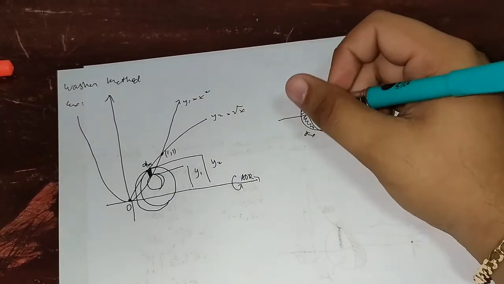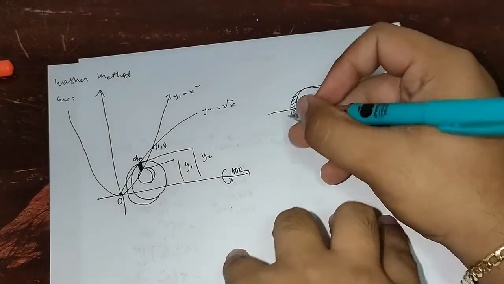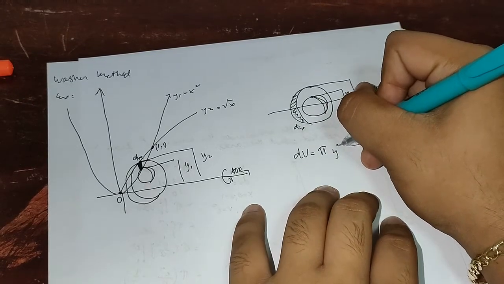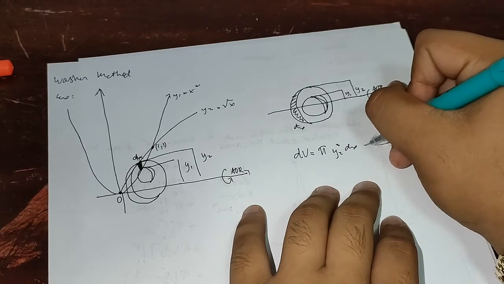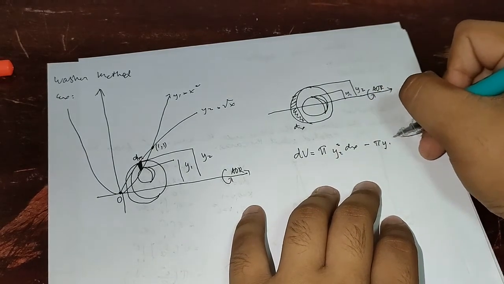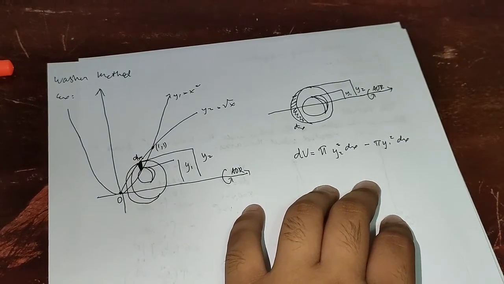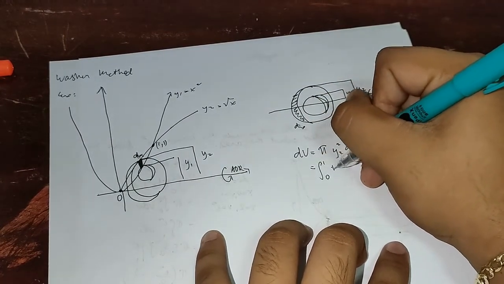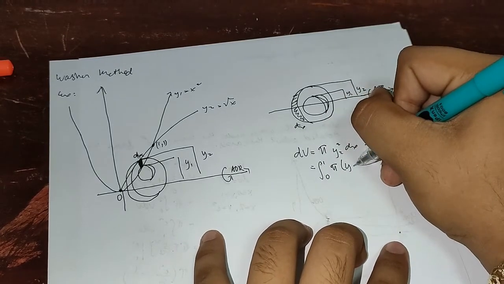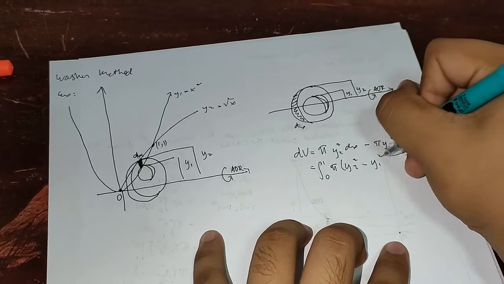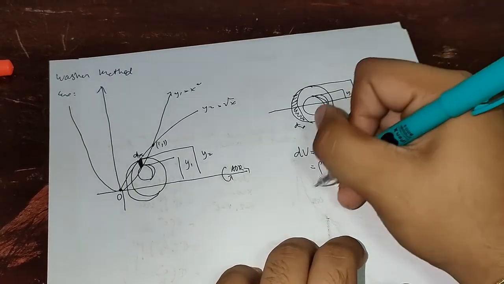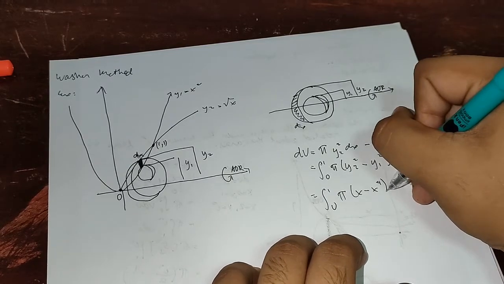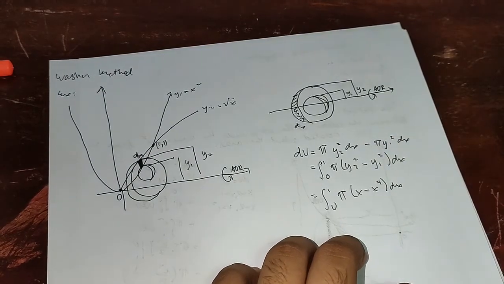And to solve for this example, we have dV equals pi y dx minus pi y dx, which equals, with upper limit 1 and lower limit 0, pi times y sub 2 raised to 2 minus y sub 1 raised to 2 dx, which equals pi times the integral of x minus x raised to 4 dx. Why does it become raised to 4?